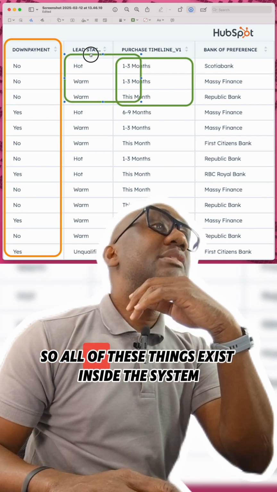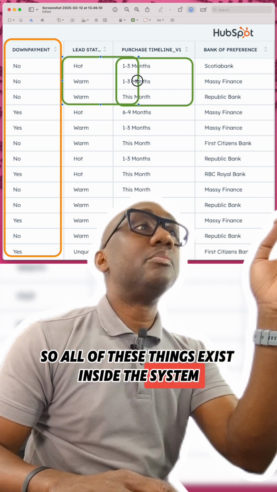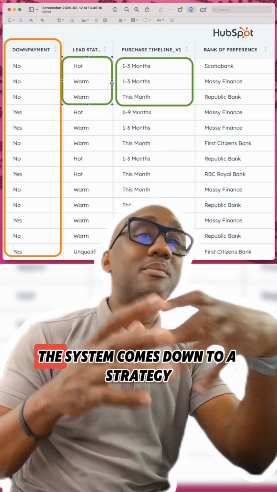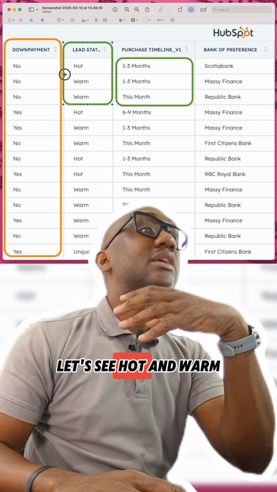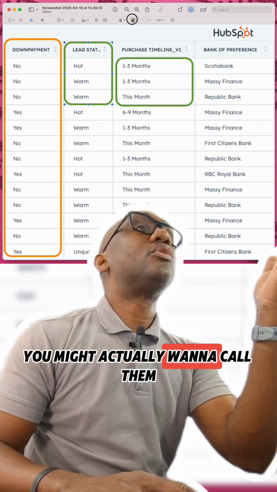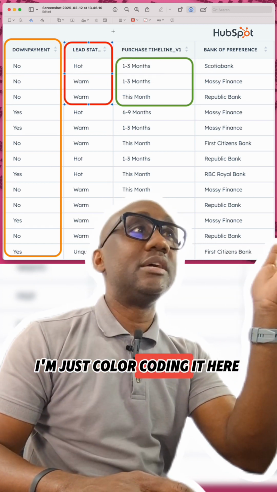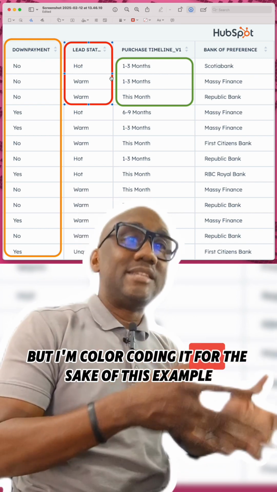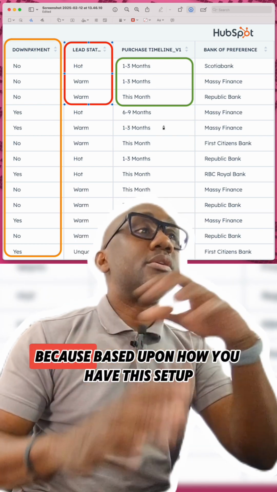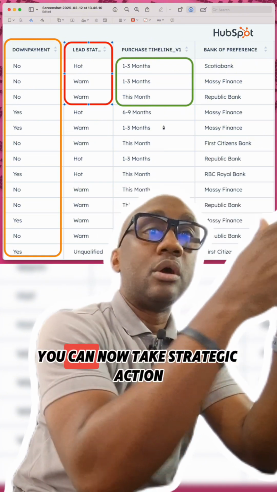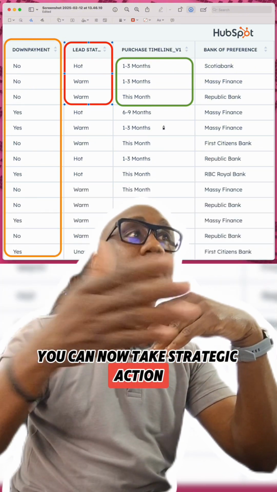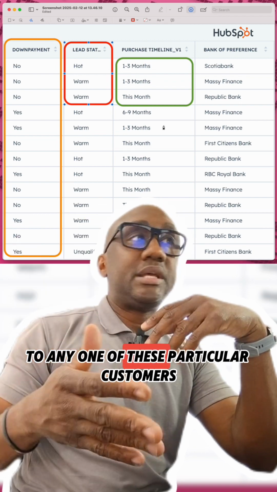All of these things exist inside the system, but the use of HubSpot comes down to a strategy. So if we have people who are, let's say, hot and warm, you might actually want to call them. Now, I'm just color coding it here, right? But I'm color coding it for the sake of this example, because based upon how you have this set up, you can now take strategic action on any one of these particular customers.